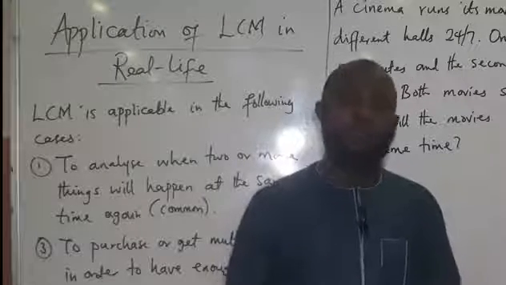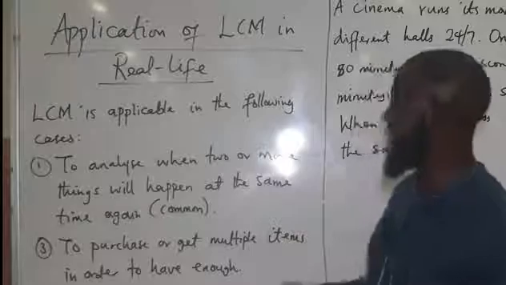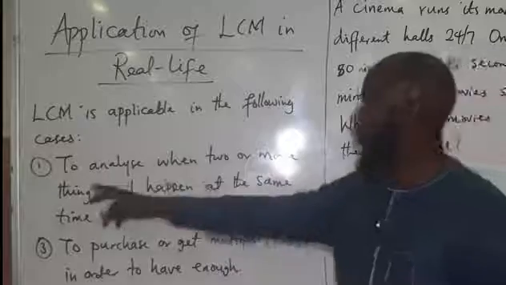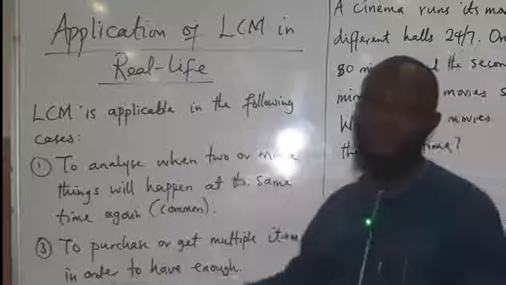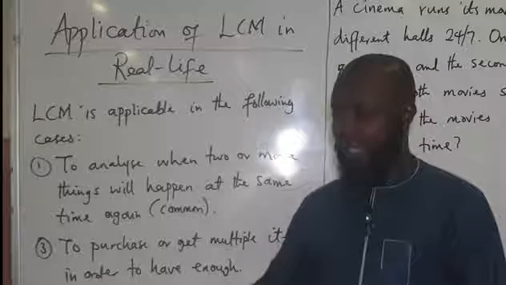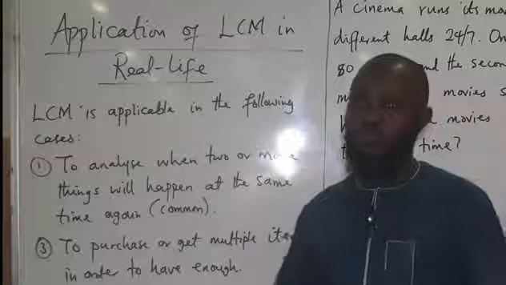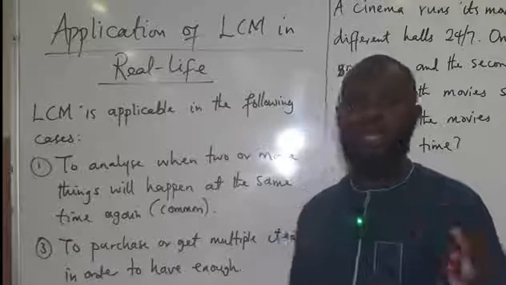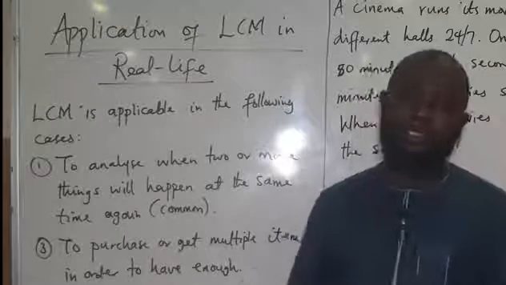So when applying LCM to real life, there are two things you must take note of where we can apply. The first one is that LCM is applicable in the following cases. Number one is to analyze when two or more things will happen at the same time again. Let's say you have two events that happen at the same time now, but they are going to spend different durations, right? This one will spend one duration, this one will spend another duration. At what time will both of them start at the same time again?